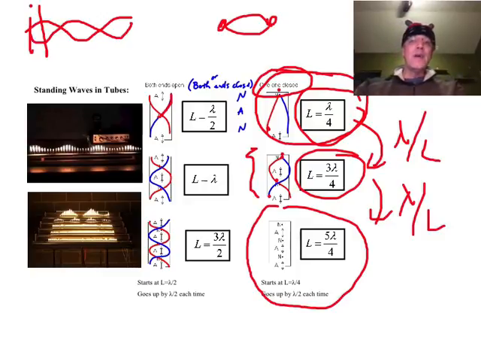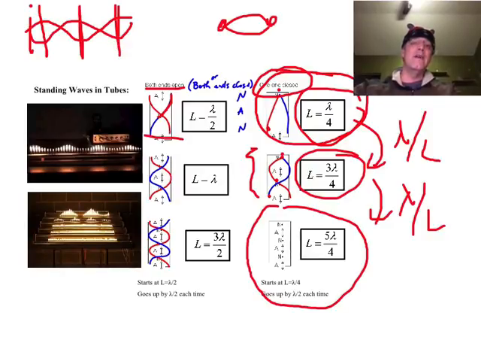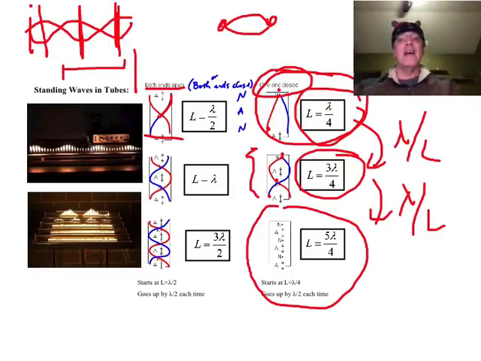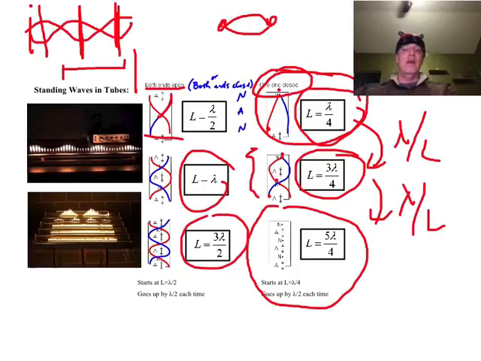If I want both ends open, I have to have an antinode on both sides, and so the smallest bit I can get is from there to there. And if this is a full wavelength, from here to here, if I take the middle section, the middle two-fourths is a half, I get wavelength over 2. Then I can put another loop, I get a wavelength, put another loop, it's 3 wavelengths over 2.